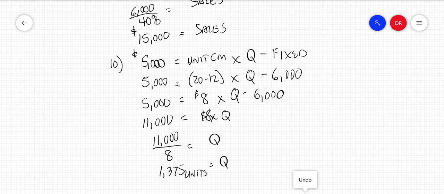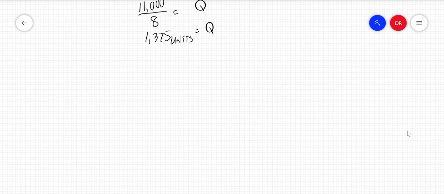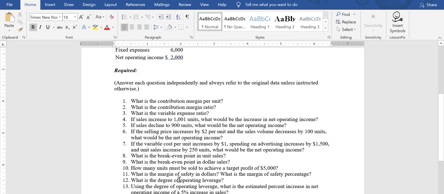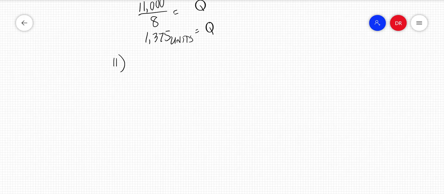All right. Okay. Now we need to look at number 11. With number 11, they're asking us to calculate the margin of safety. Now, margin of safety is something we didn't really discuss too much in class. But if you look at it here, they say, what is the margin of safety in dollars and in percentage? Basically, the margin of safety is the difference between the break-even point and net income.